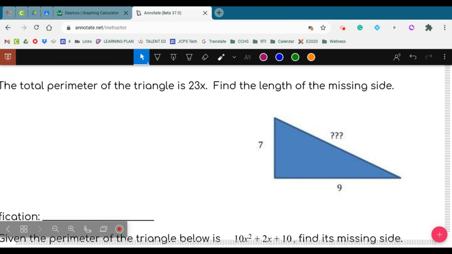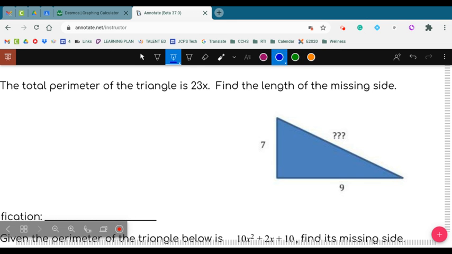Okay, these need to have x's on them. That's my bad.